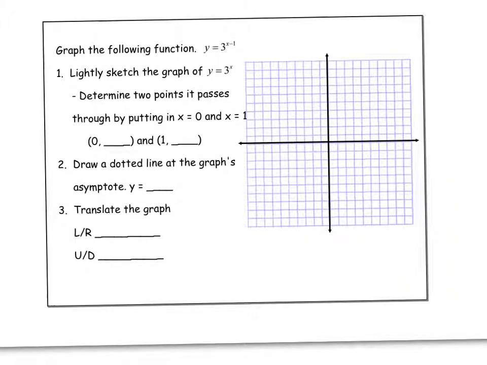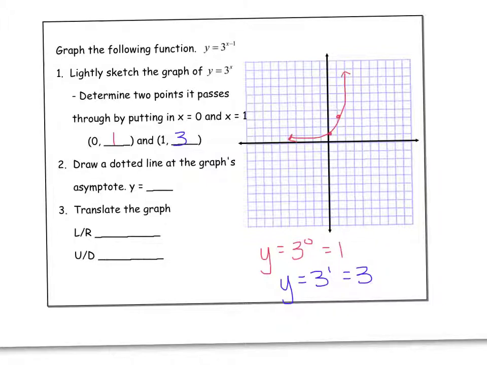So always go through the same steps for graphing. First, determine 2 points that it passes through, substituting in x equals 0 and x equals 1. When I substitute in x equals 0, I get y equals 3 to the 0, which is just 1. And then substitute in 1 for x, so you get y equals 3 to the first, which is 3. So my parent graph of this function passes through (0, 1) and (1, 3). So here's my parent graph that I'm going to shift.